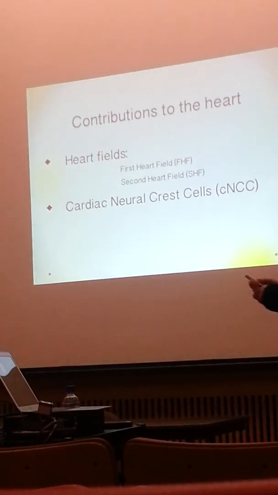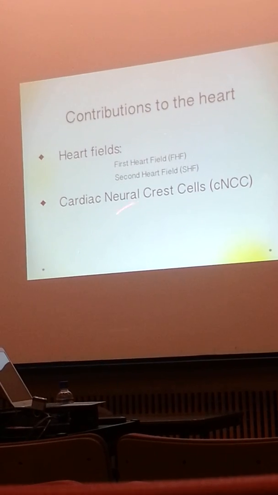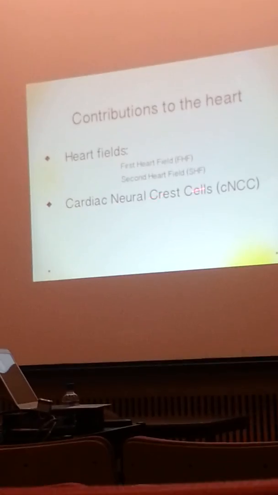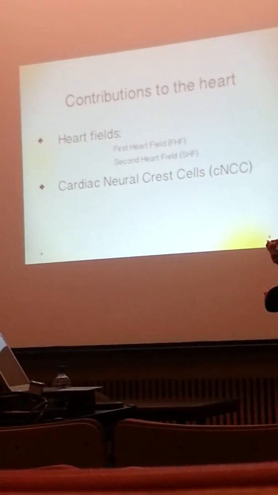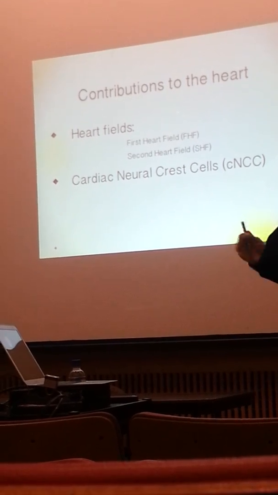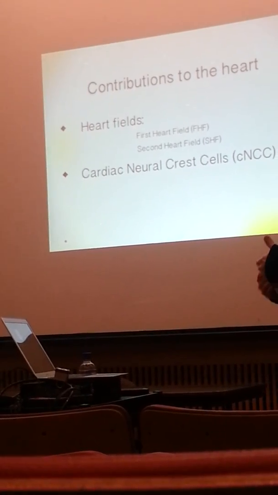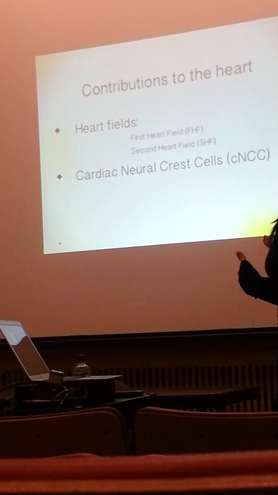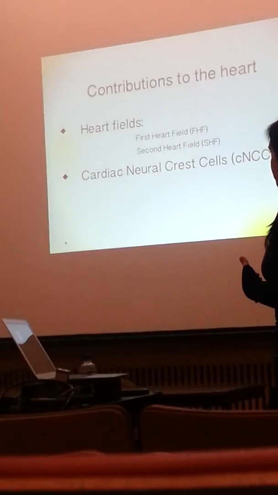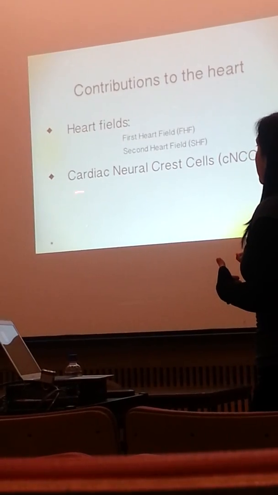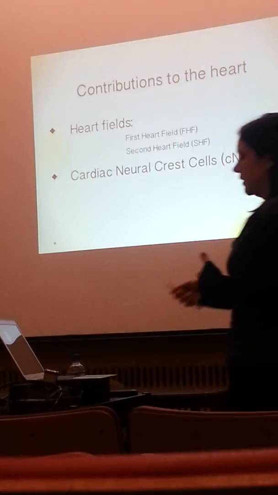So the contributors to the heart are the heart field and the cardiac neural crest cells. This heart field is nothing more than the cardiac mesoderm that comes from the splanchnic mesoderm. There is a first heart field and a second heart field that I'll explain in the next slide, and the cardiac neural crest cells come from the neural tube.